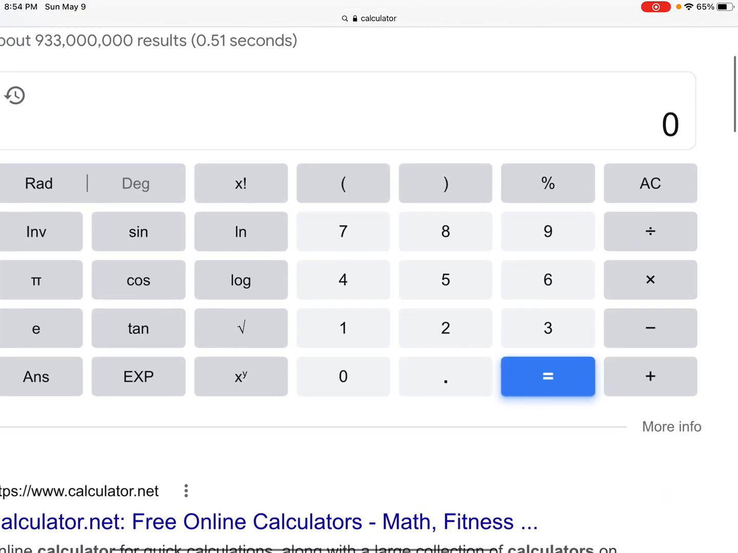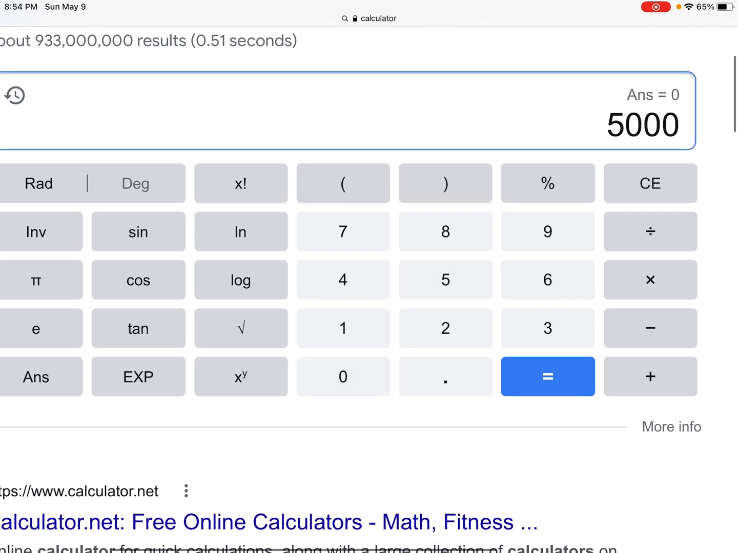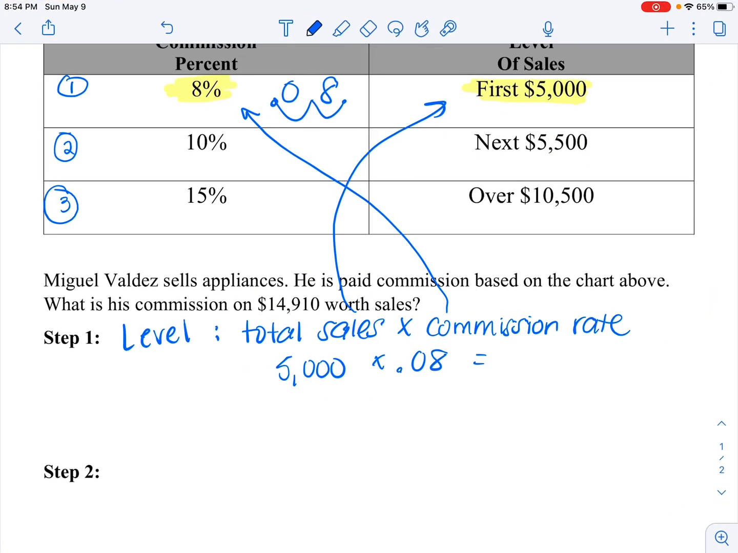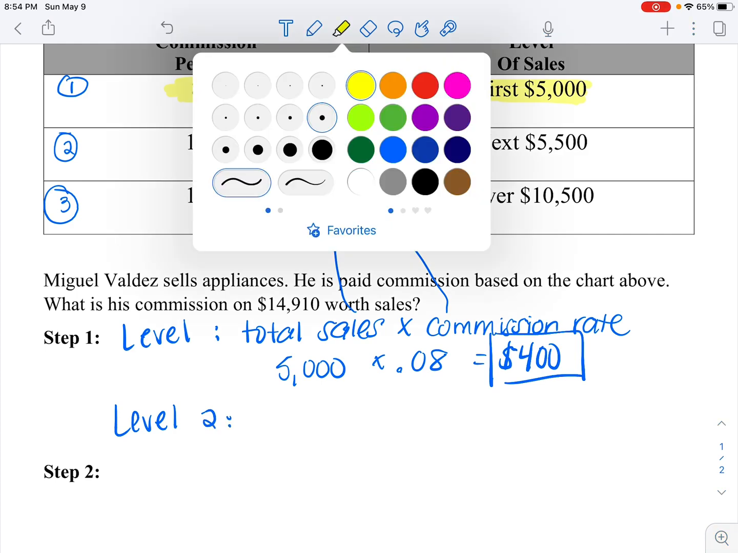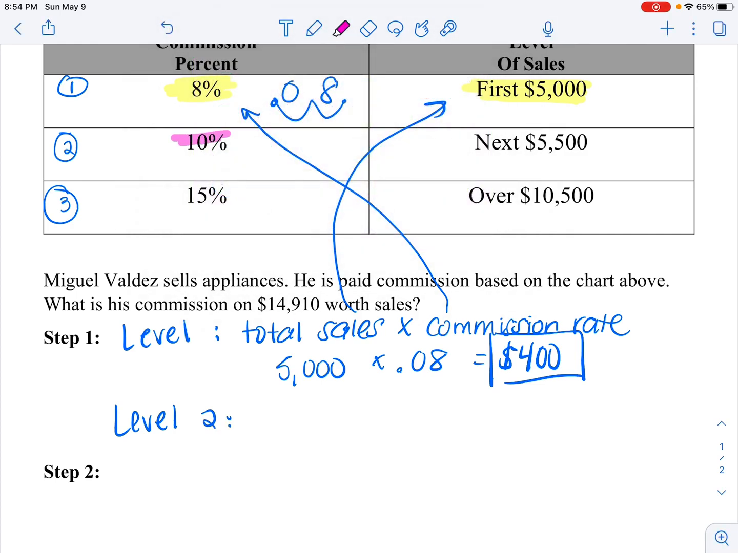Okay, here we go. So we're doing 5,000 times 0.08, and we have a nice solid answer of 400. So far, level 1, Miguel's earning $400. Now let's move on to level 2. So we have to use new numbers now. We have 10% and we have 5,500. So a little bit more.